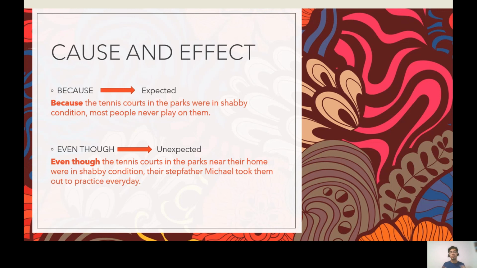So I do hope this clarifies a little more how to use the adverb clause in causes and effects and helps you in that part.